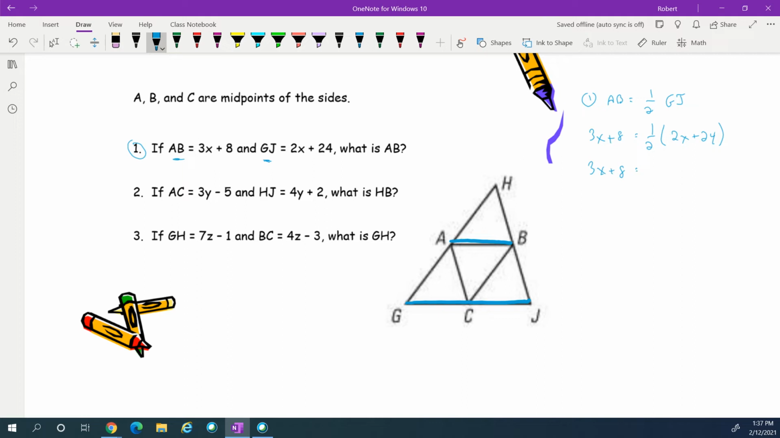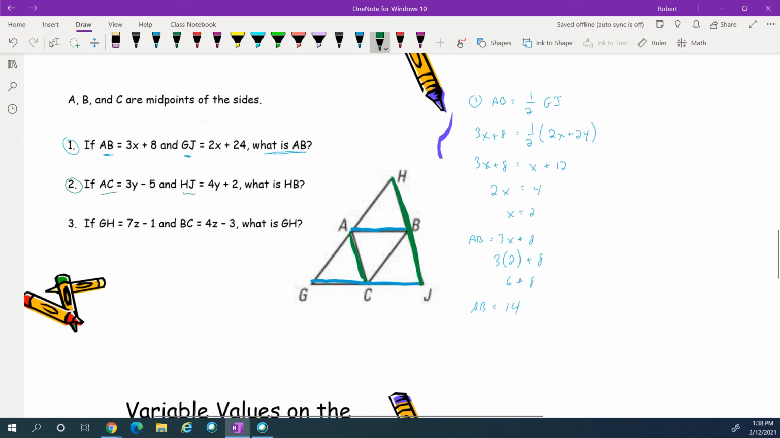So 3x plus 8. We can distribute that half very easily. And we're going to solve for x. Since we were asked what is AB, we're going to take AB, which is 3x plus 8, and we're going to substitute. So we have 6 plus 8, and AB equals 14. I'm going to leave those marks in the picture because I'm going to change colors. For number 2, AC and HJ. So in green, AC and HJ. I'm just going to move to the side here.